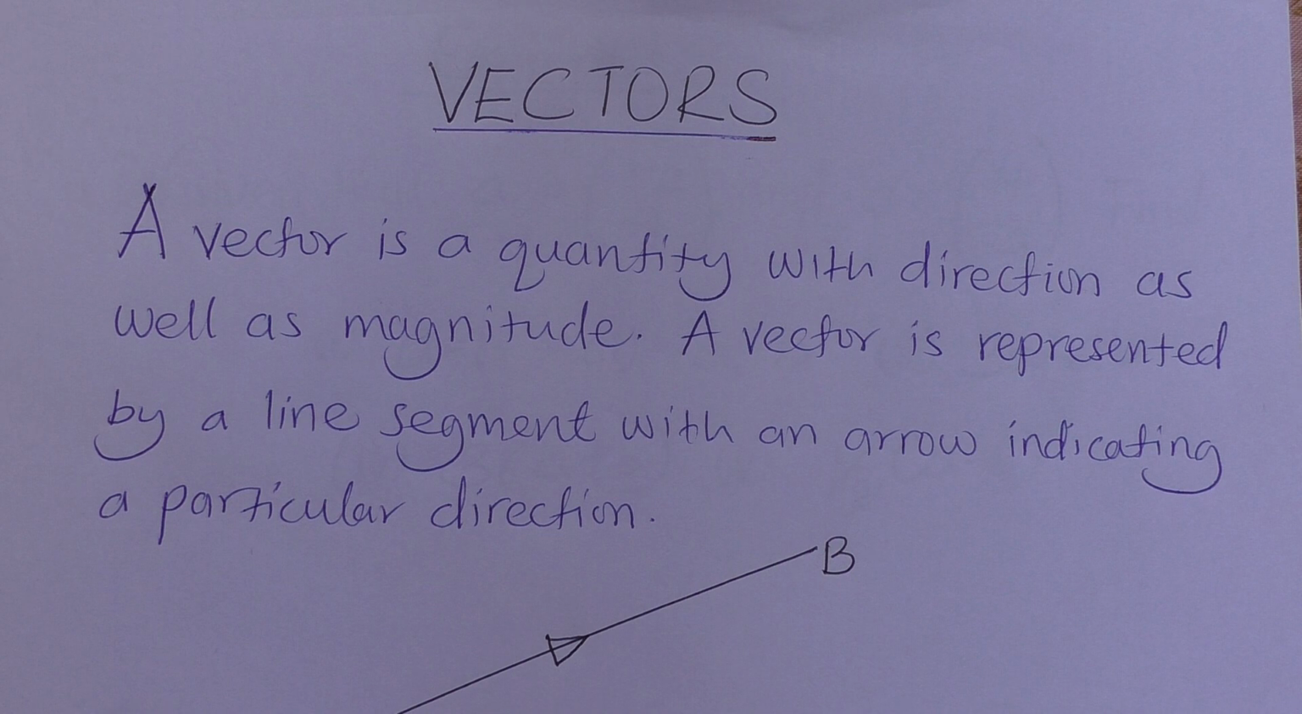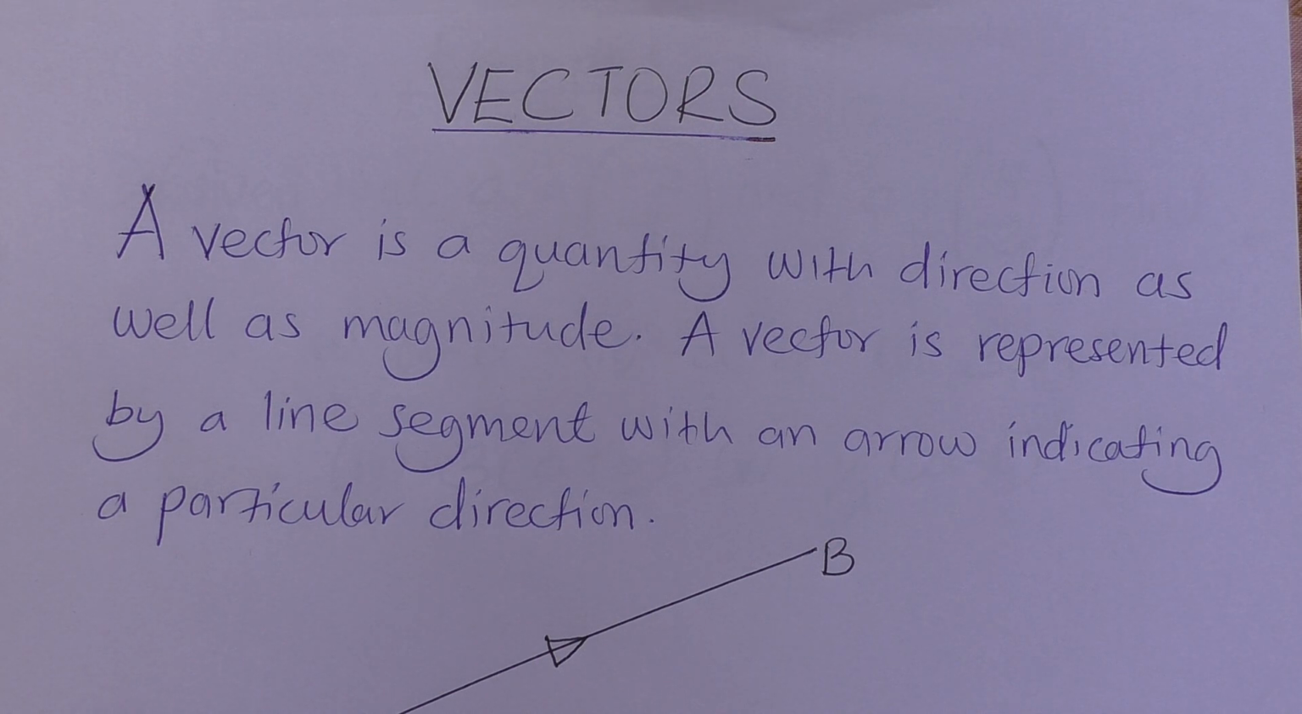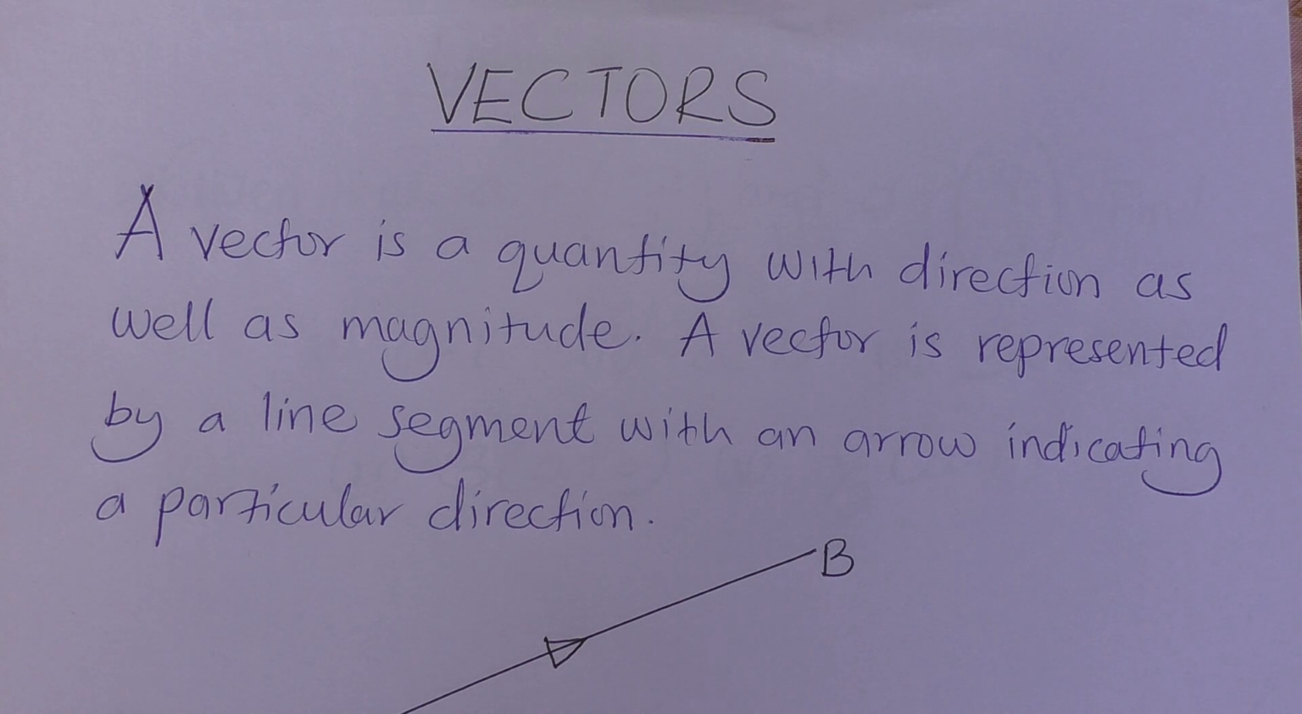In this lesson, we shall be looking at vectors. That is O-level mathematics. A vector is defined as a quantity with direction as well as magnitude. Or we can easily define it as a quantity with both direction and magnitude. A vector is represented by a line segment with an arrow which indicates a particular direction.